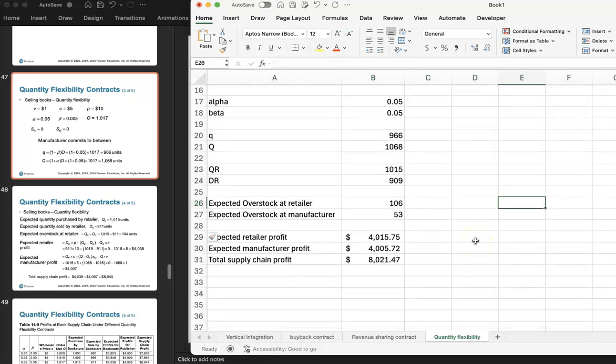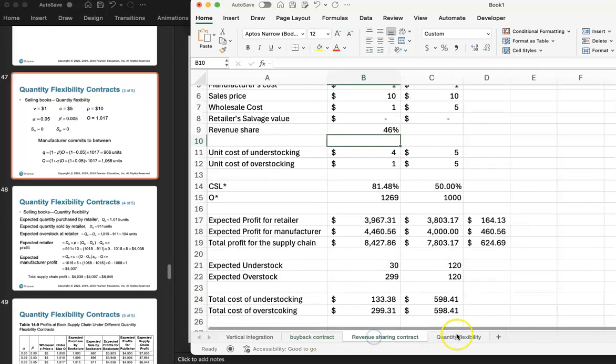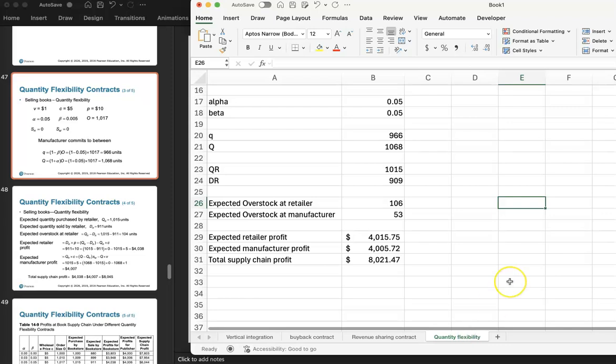Okay, I'm going to end this video here. And these were all the different types of contracts: the buyback contracts, revenue sharing contracts, and quantity flexibility contracts. All right. Take care.